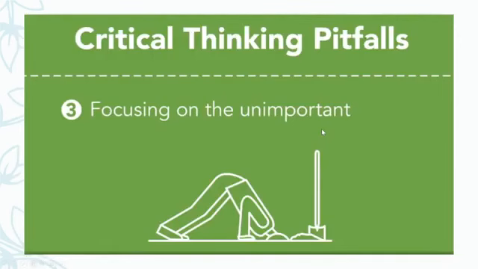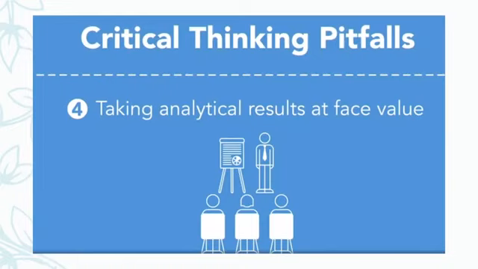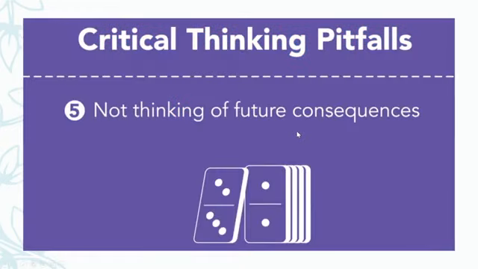Problem number 3 is focusing on the unimportance. That one, you'll use why to avoid focusing on the unimportant. Then you need to look at the data around it. Ensure you get the right data. If you don't have the right data, you may not end up with the right space. And then think about the consequences.